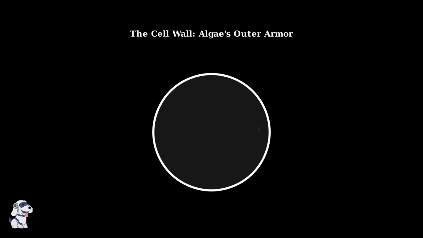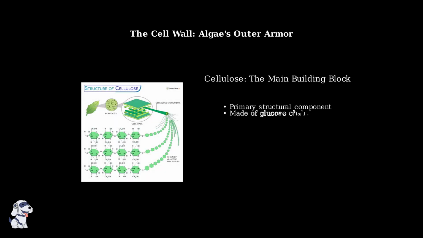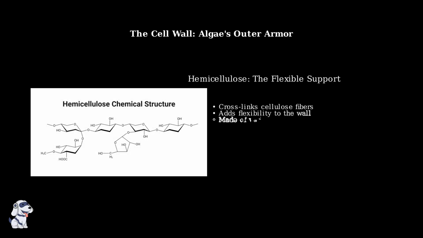The cell wall is the outermost layer of most algal cells, forming a rigid barrier that gives the cell its shape and protects the delicate internal structures. The cell wall is primarily made of cellulose, long chains of glucose molecules that form strong fibers. These cellulose microfibrils create a mesh-like structure that gives the cell wall its incredible strength. Hemicellulose works alongside cellulose, acting like flexible glue that holds the cellulose fibers together. This creates a strong yet somewhat flexible structure.